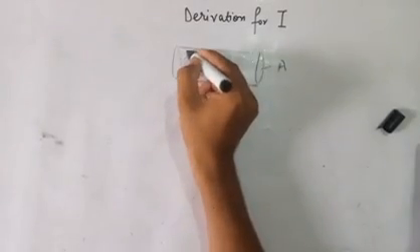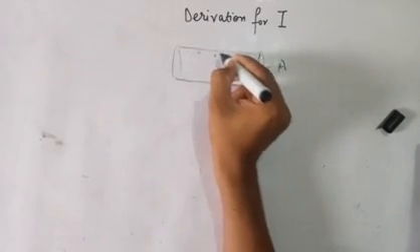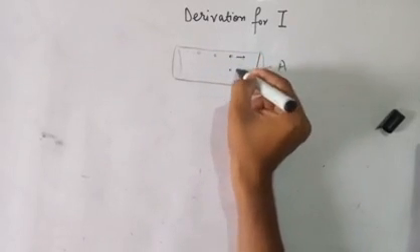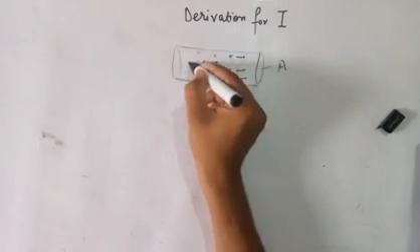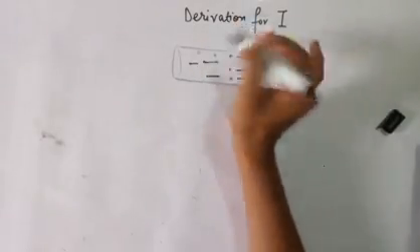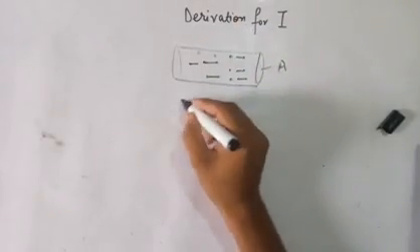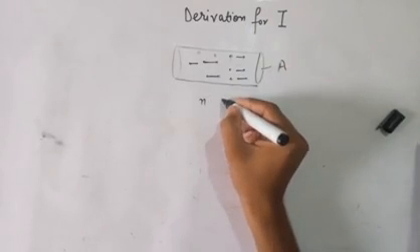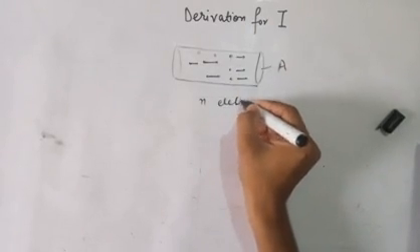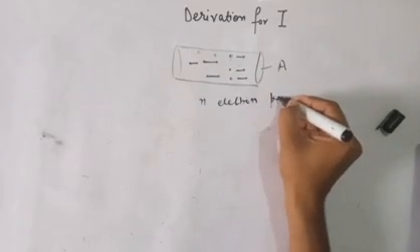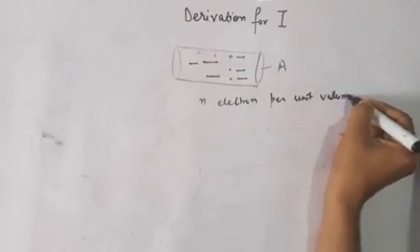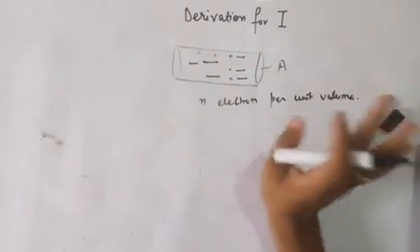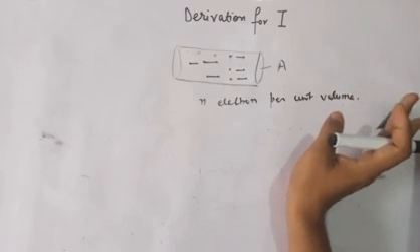So electrons are moving in the same direction, thus creating a current. So let us consider that there are n electrons per unit volume. This is an important assumption, that n is the number of electrons per unit volume.